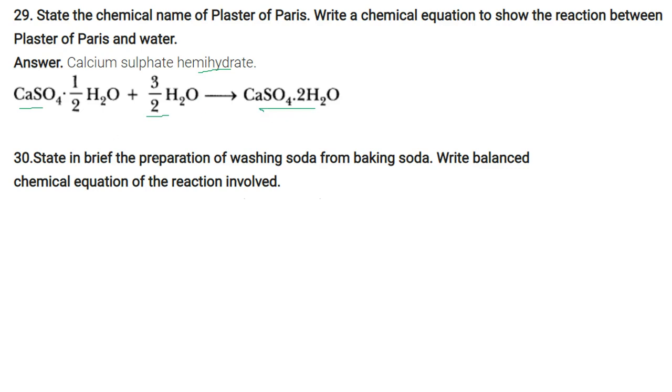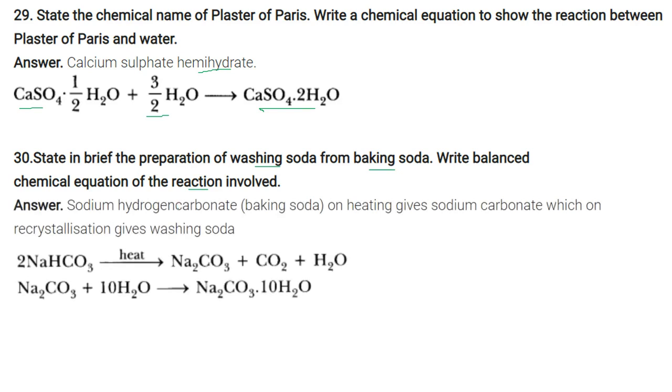State in brief the preparation of washing soda from baking soda. Write the balanced chemical equation for the reaction involved. So sodium hydrogen carbonate, which is baking soda, when heated gives you sodium carbonate, which has to be crystallized. So recrystallization gives you washing soda. NaHCO3 when heated gives Na2CO3. Na2CO3 crystallized with 10H2O gives you washing soda.